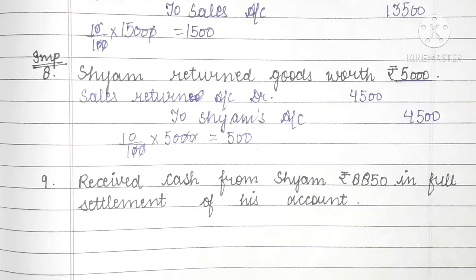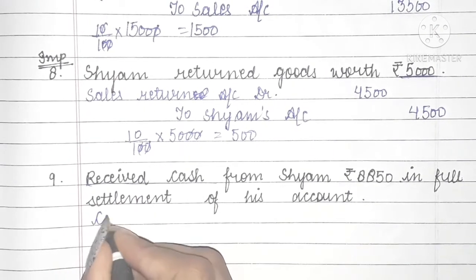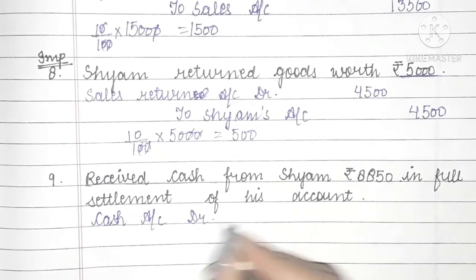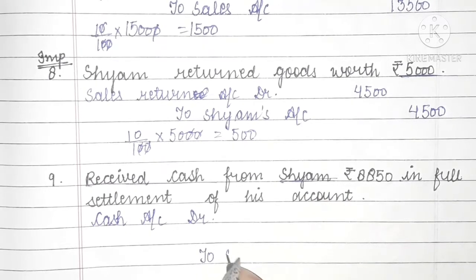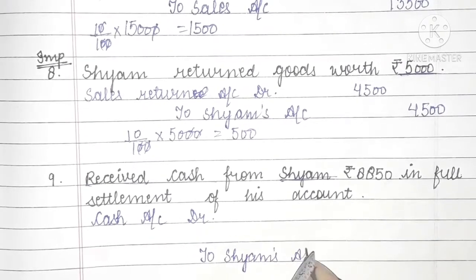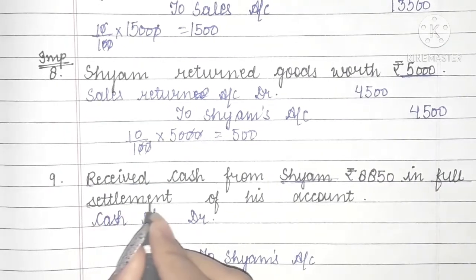Our last transaction is received cash from Shyam rupees 8,850 in full settlement of his account. It is also a very important transaction. Here we are receiving the cash, so we will debit the cash account. Cash account debit. The giver is Shyam, so we will credit Shyam's account. But here we have the words full settlement of his account.